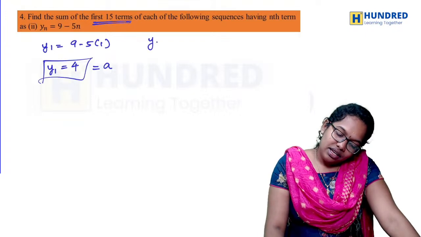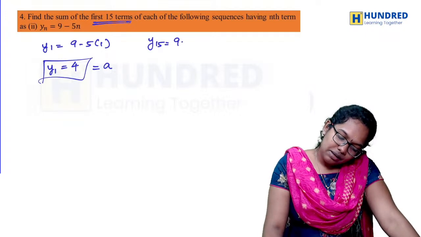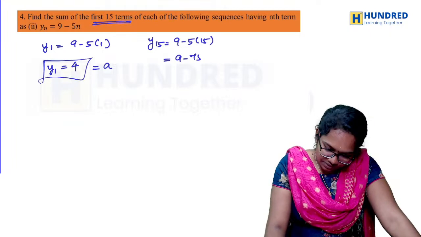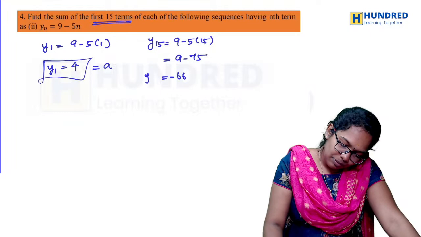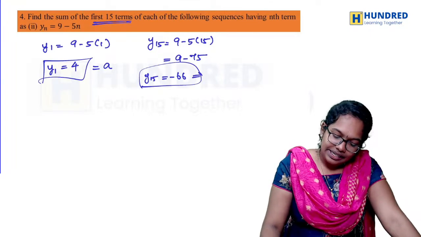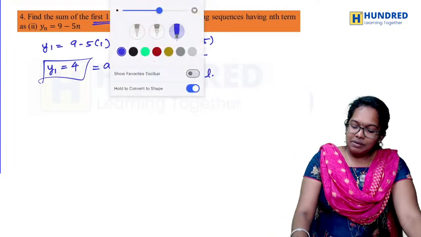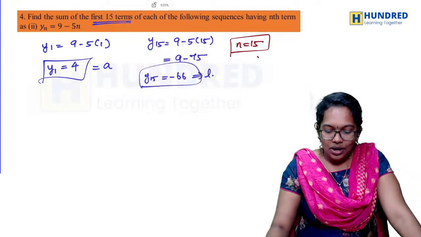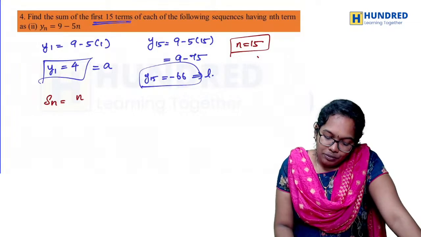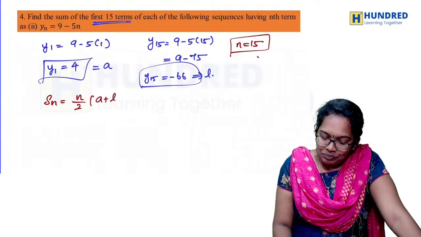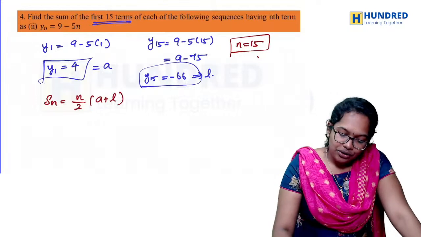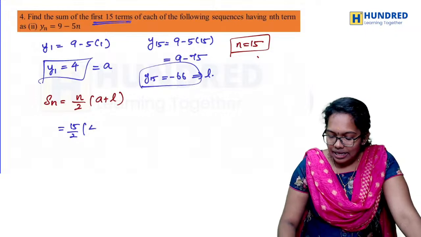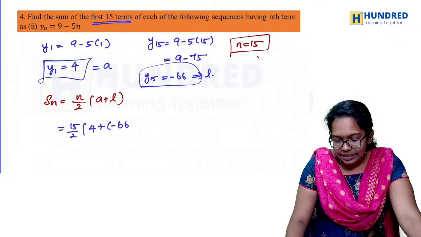Again I will find the y15 value, which is 9 minus 5 into 15, which is 9 minus 75, which is minus 66. This will be my last value, which is L. Okay, so I know what is a, what is L, and I also know what is n. Now I want to find the Sn value by using the formula n by 2 into a plus L. When you use this formula, you will be getting 15 divided by 2, a is 4 plus L is minus 66.